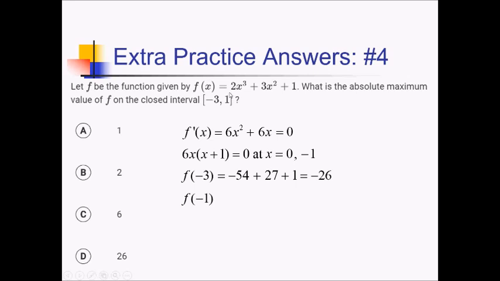Plugging that in, we have 2 times -1, so that's -2. 3 times 1 is 3. We have a plus 1. So -2 plus 4 is going to come out to 2. So far, that's the winner. On to 0. Plug in 0. Well, that's pretty easy. We just get 1, the only thing that doesn't have an x. And then finally, plugging in the other endpoint, +1, also pretty easy. This is going to be 2 plus 3 plus 1. So that's going to be a grand total of 6, which is the absolute max here. So that's going to be choice C.